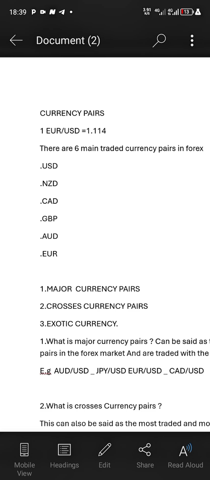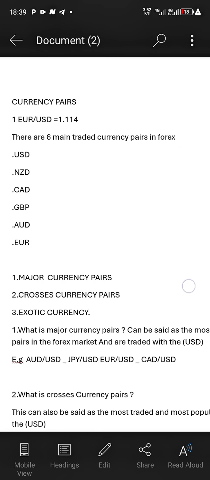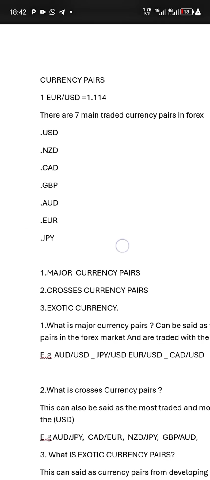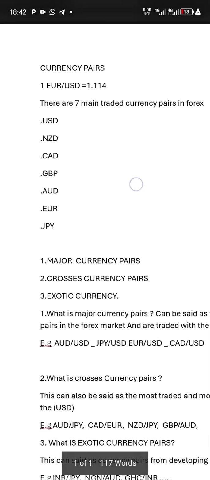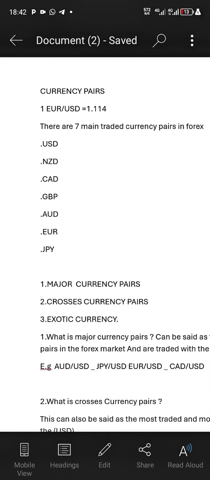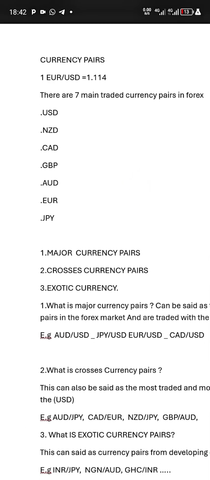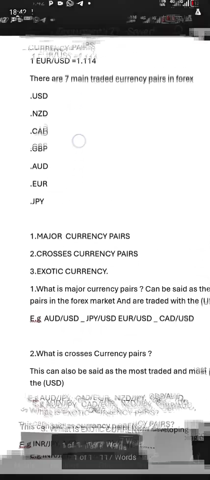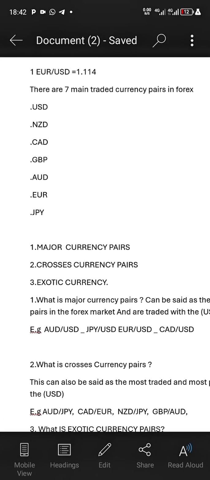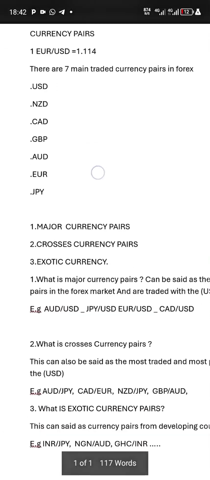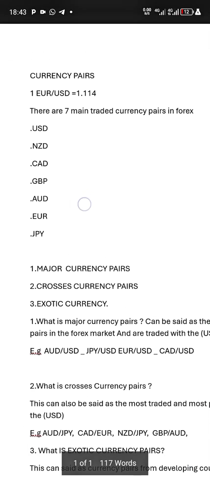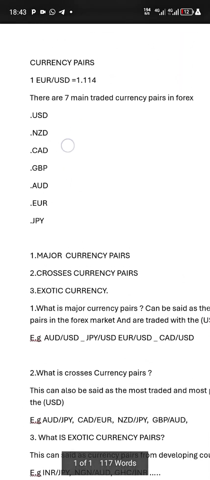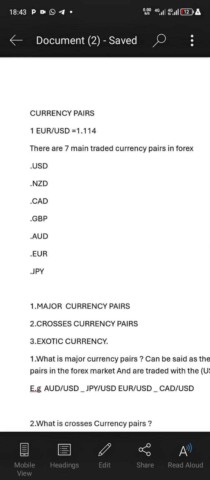So going down to currency pairs, the main explanations in currency pairs, where we have the 7 main traded currency pairs in forex. These 7 currencies stated here are the most traded in forex. Without knowing these currency pairs, you are just going to blow your account and waste your money in forex.